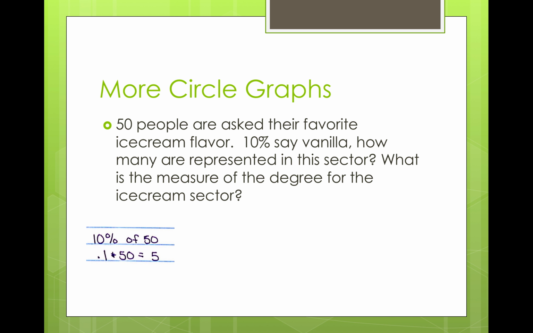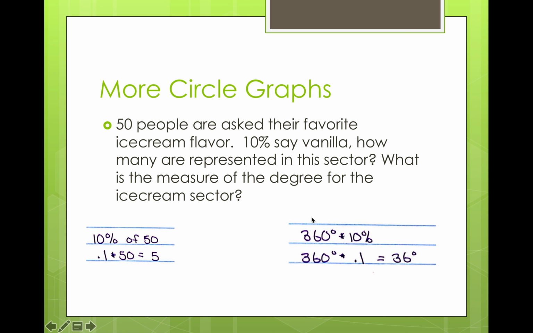Next, I want to know what the degree measure is. So I've given you the percent this time, and I want to know the degree. So opposite from what we just saw in our last problem. Again, it's 360 degrees in a circle. So 360 times that 10%, again 10% is 0.1, so that gives me 36 degrees.